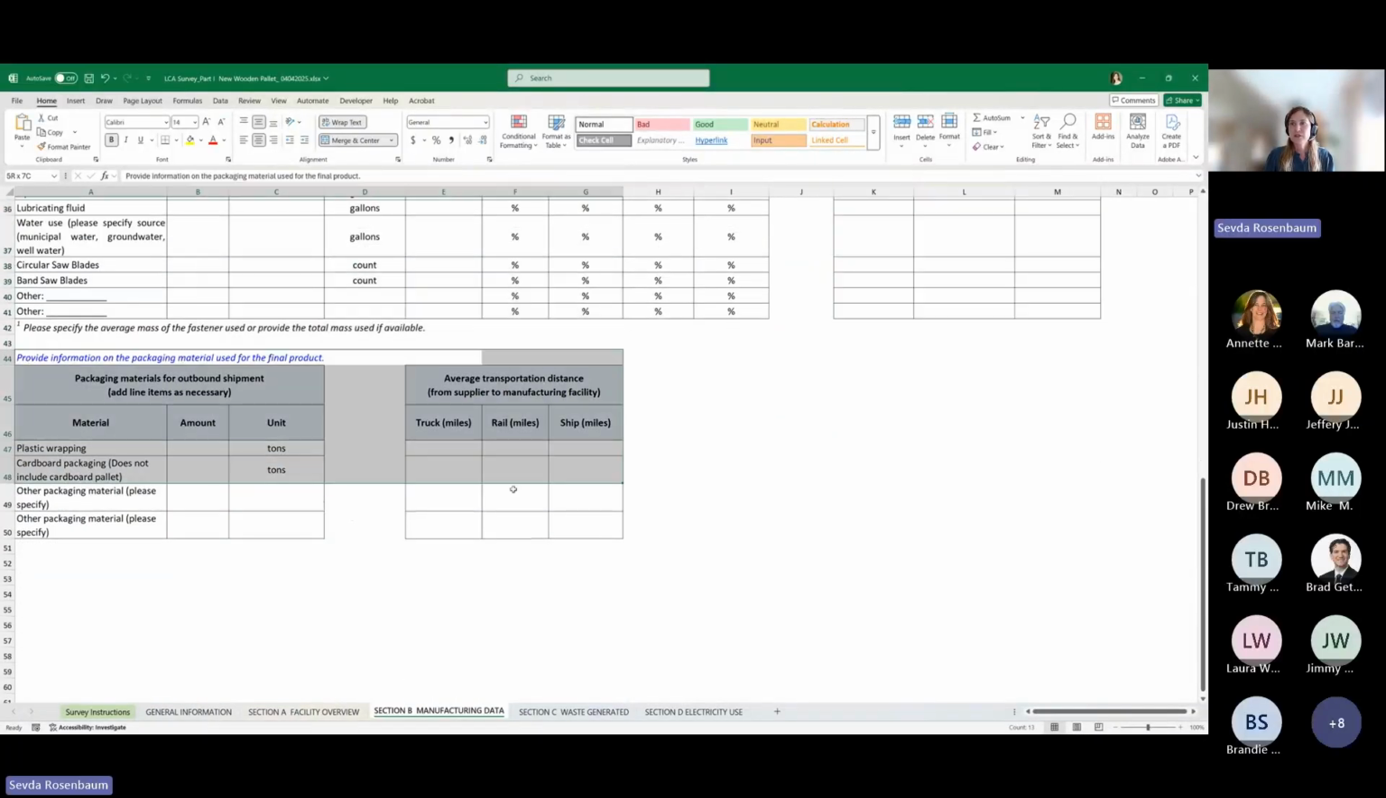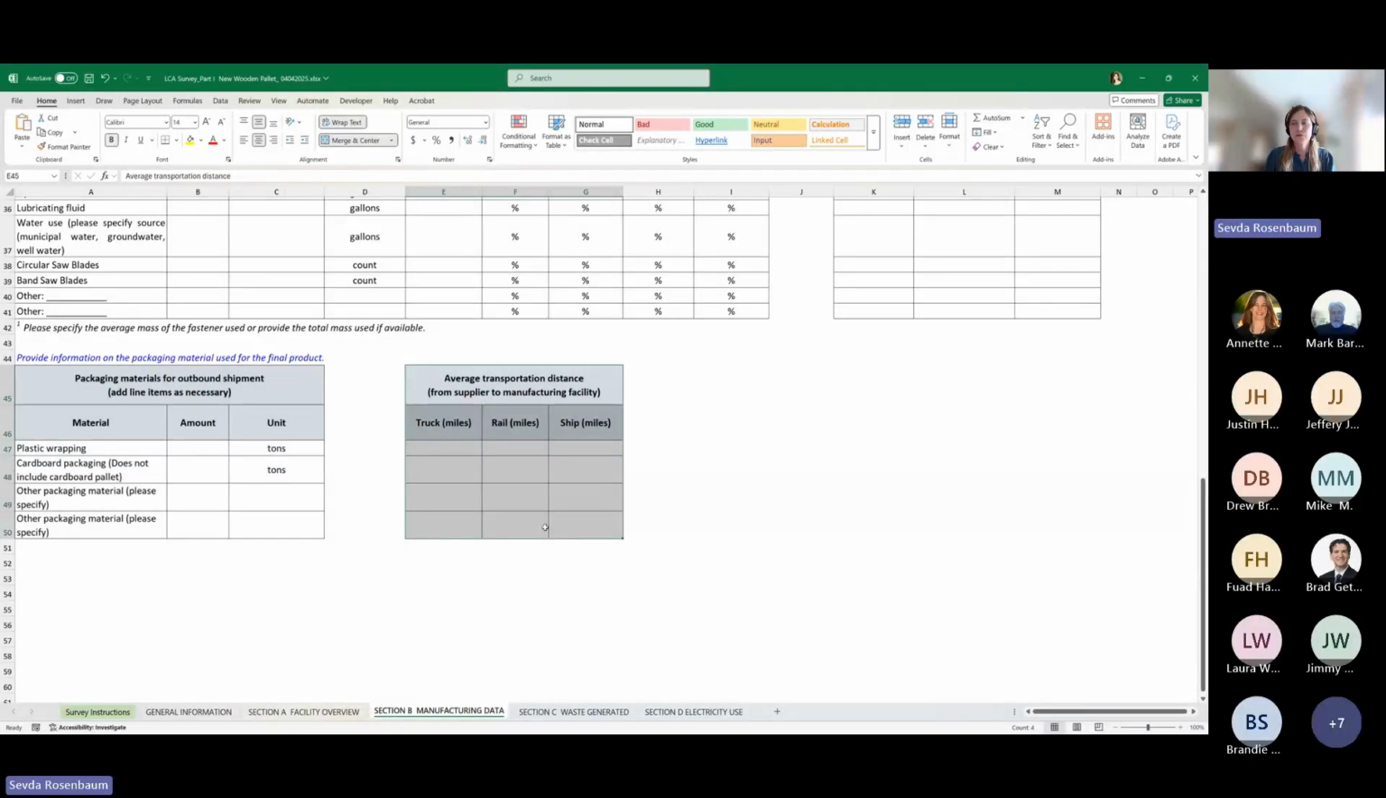And the last section in this tab is for the packaging. We are asking what type of packaging is used annually and the amount used, along with the transportation distances of where you source your packaging materials.